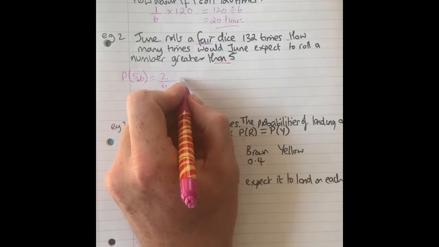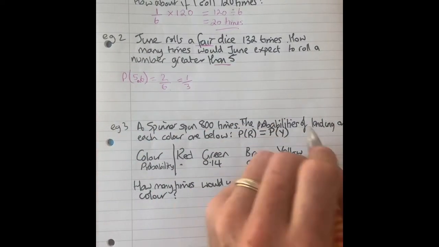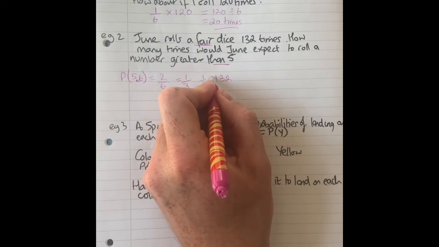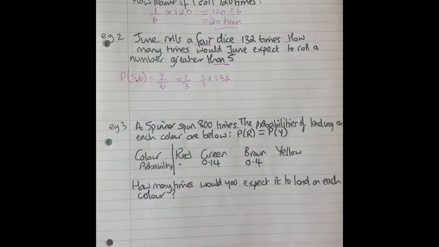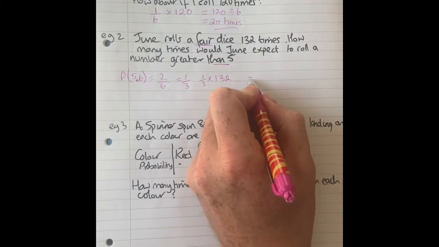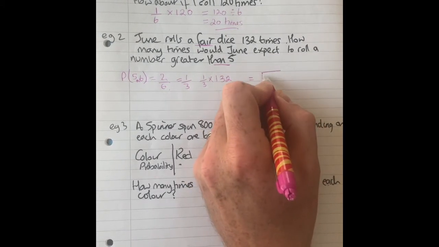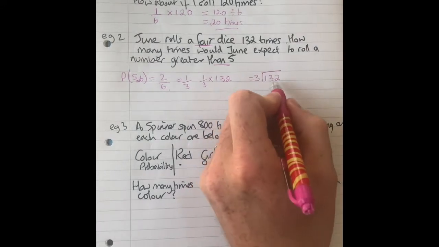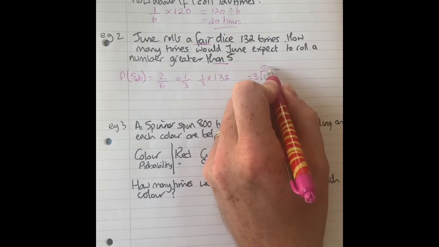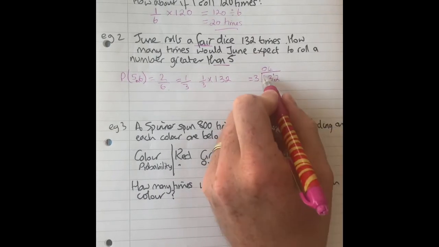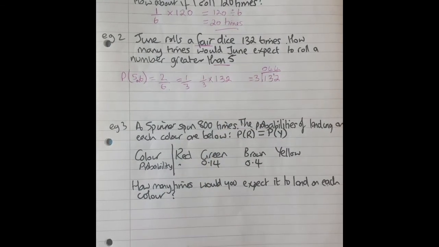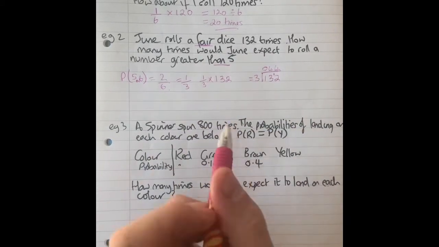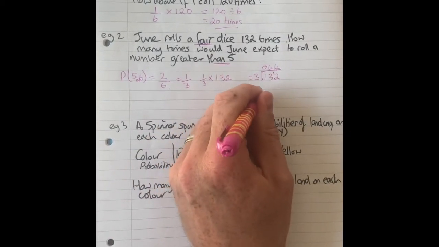Well, 2 6ths is the same as a third. So you want a third of 132, which is the same as a third times 132. Right, so how are we going to do that? If it's not straightforward, you can do it in your head, then use bus stop to divide. So 3 into 1 doesn't go, 3 into 13 goes 4 times, remainder 1. 3 into 12 goes 4 times, so 44. So how many times would June expect to roll a number greater than 5? Be 44 times.